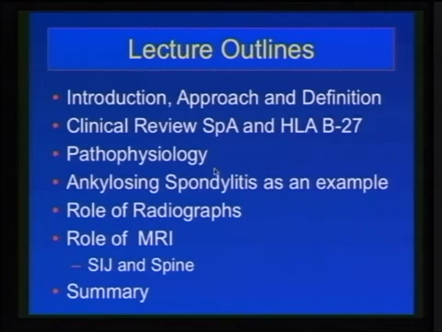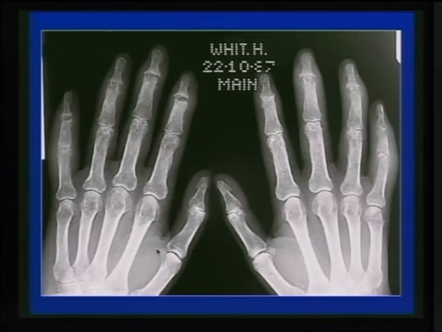So the lecture is going to be about the introduction. We'll go for the clinically important data, and then the pathophysiology, which I believe we should know so we can tell about the radiological manifestations of the disease. Then we'll speak about ankylosing spondylitis as an example of spondyloarthropathy. The role of radiographs and MRI will be discussed as well, and these are the most advanced topics nowadays in rheumatological disorders, and then we'll end up with the discussion.